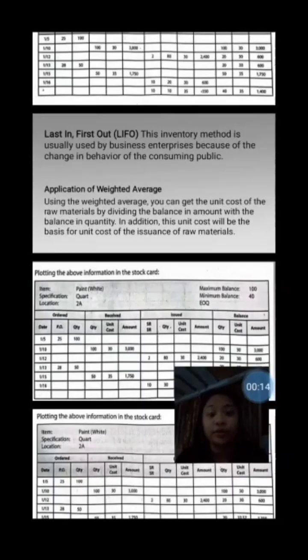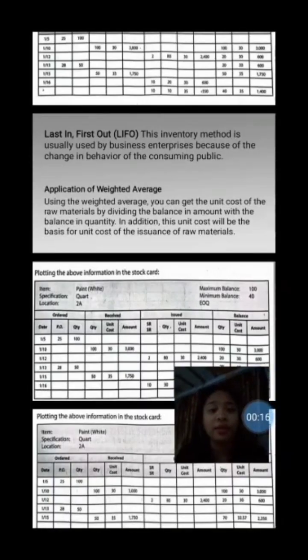Last in, first out, or LIFO. This inventory method is usually used by business enterprises because of the change in behavior of the consuming public. So, last in, first out is a method used to account for inventory. Under the LIFO method, the cost of the most recent products purchased or produced are the first to be expensed. So, kung unsay last nimong gibutang sa imong inventory, mao ni ang una nimo ibaligya.